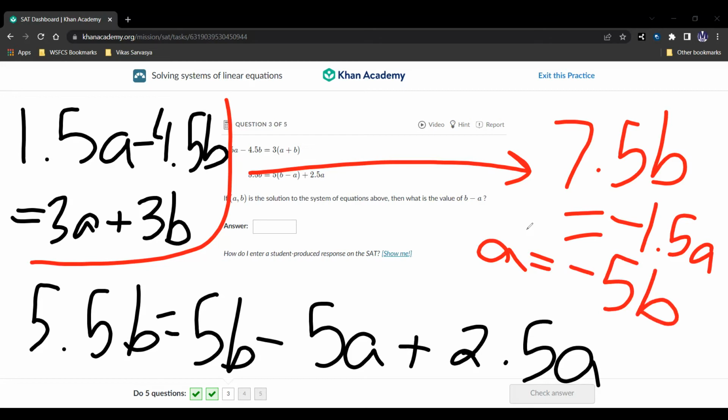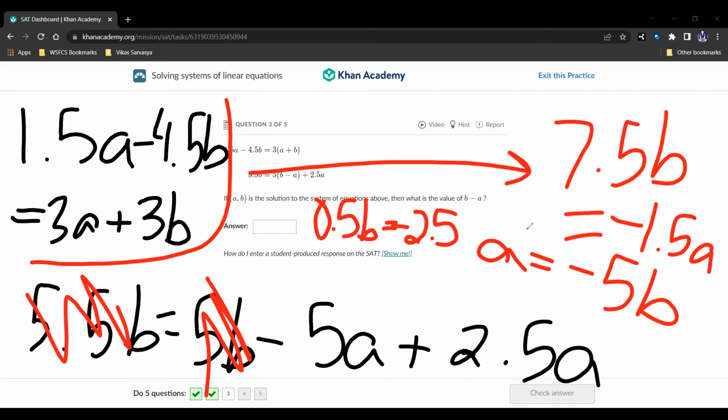And then what? Then we look at the second equation, we subtract the 5b out from both sides. We get 0.5b equals negative 2.5a, and which means that when we divide that out, we get that b equals negative 5a. And how does that make any sense, you ask? We plug in b, we get a equals 25a, which means that 0 equals 24a, so a is 0 and b is 0. Now, if a is 0 and b is 0, does that work?